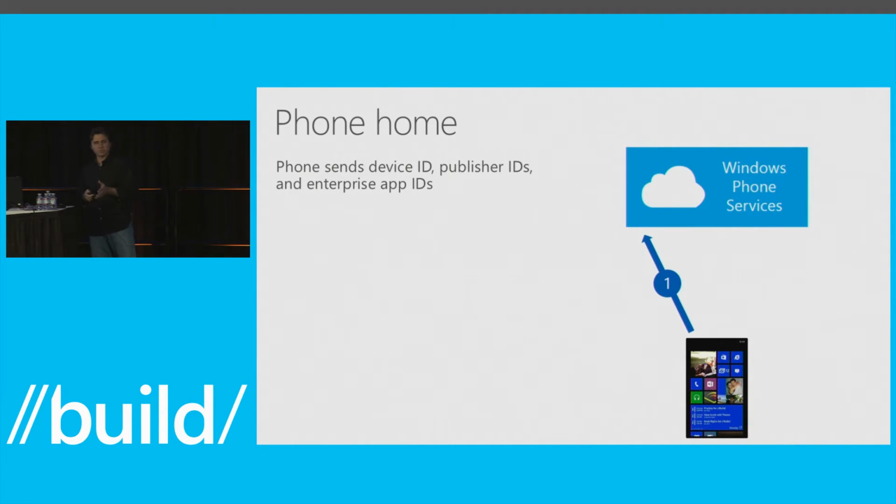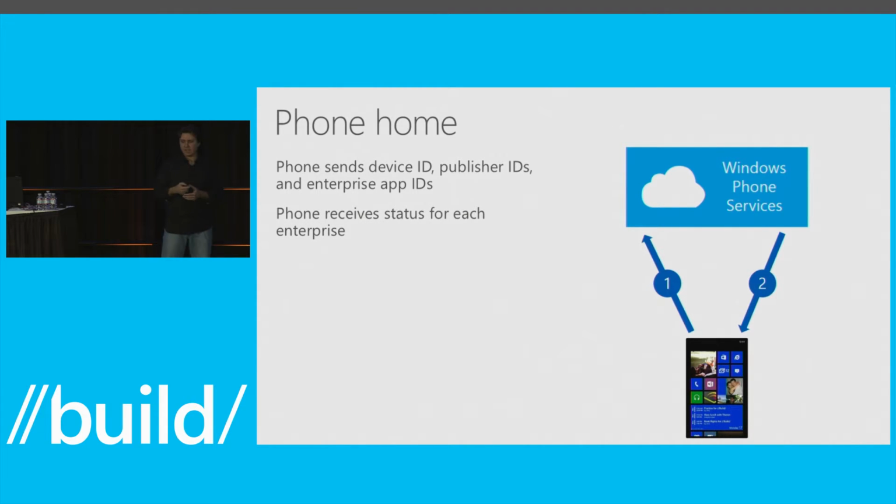A similar type of service, the phone home, provides similar functionality. So any phone that's enrolled in at least one enterprise will periodically send to a Microsoft service its unique device ID, publisher IDs, which represent the various enterprises that are enrolled on the system, and a list of enterprise app IDs that are associated with each enterprise. There's no specific information about an app. It's not even a title. Everything's very abstract.